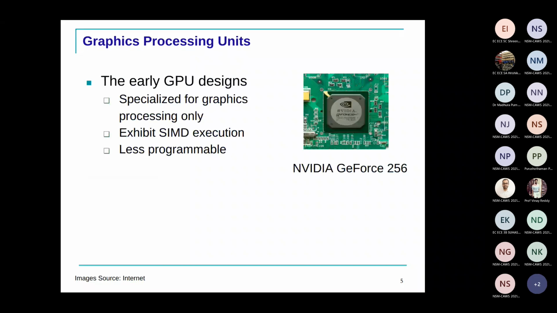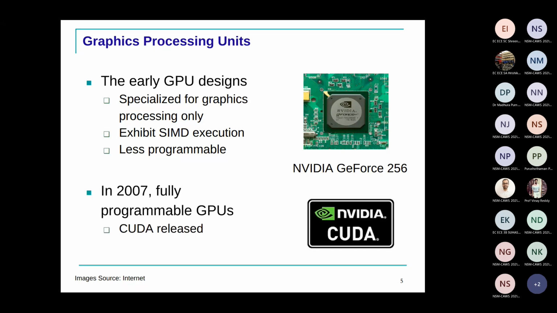The early versions of graphics processing units were specialized for graphics applications only, and they exhibit SIMD execution that we talked about last week. The early versions of GPUs were less programmable, and the first GPU was launched as the NVIDIA GeForce 256. But after several years, in 2007, fully programmable GPUs were released. NVIDIA also launched a programming paradigm called CUDA, which allows general purpose users to write programs on the GPUs. So now we have general purpose GPU devices also.